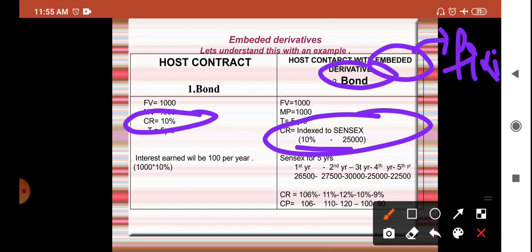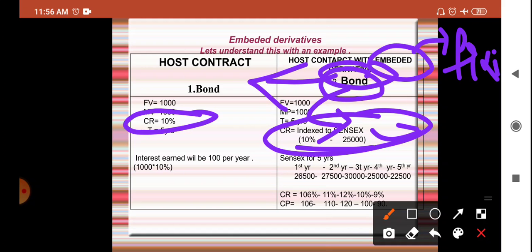We have fixed the interest on the 25,000 Sensex. Derivative. What is this derivative? Derivative means an asset whose value is depending upon something else, some other underlying asset. So here the bond value is depending upon the Sensex. So bond is an asset and Sensex is an underlying asset for the bond.